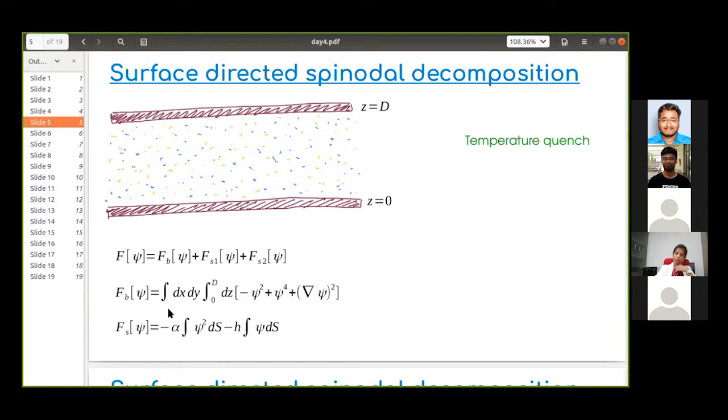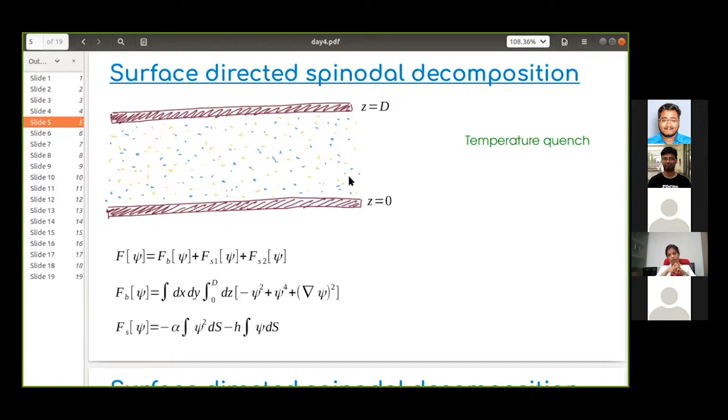What do I mean by the surface potential? So you have the surface and you have the fluid molecules. There will be an interaction between the surface and the fluid molecules. So that's what is the potential, the surface potential. One can include that surface potential properly into the surface free energy contribution as well.